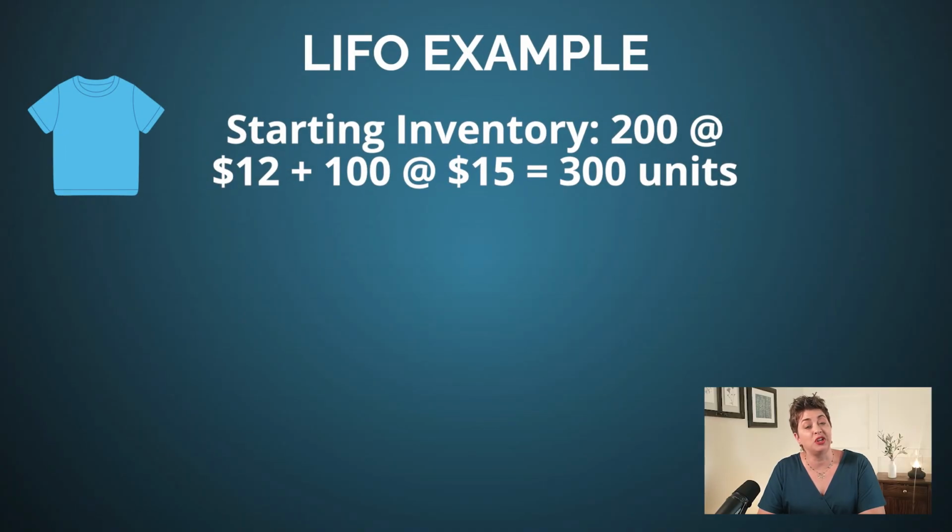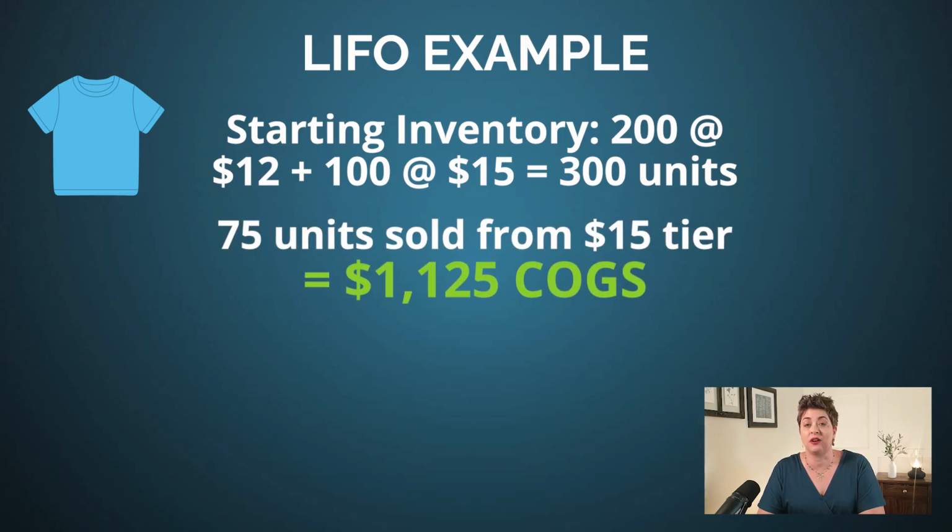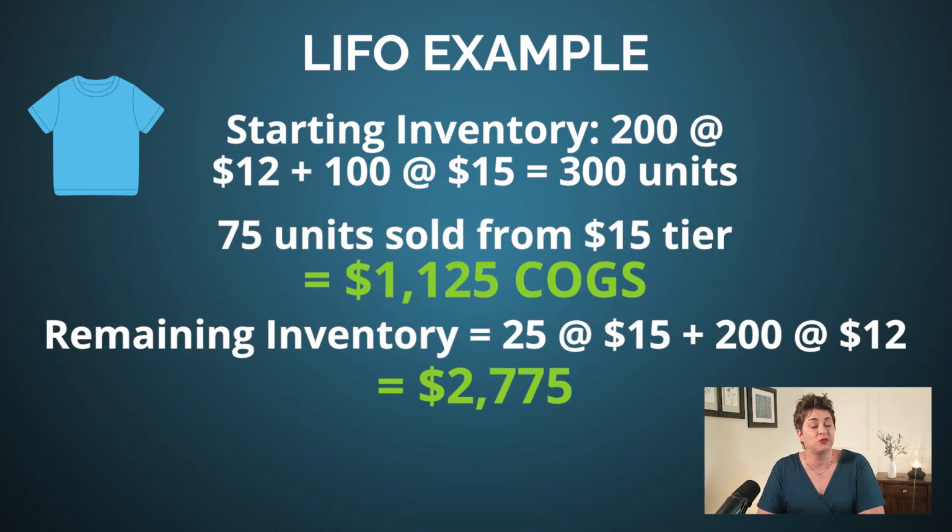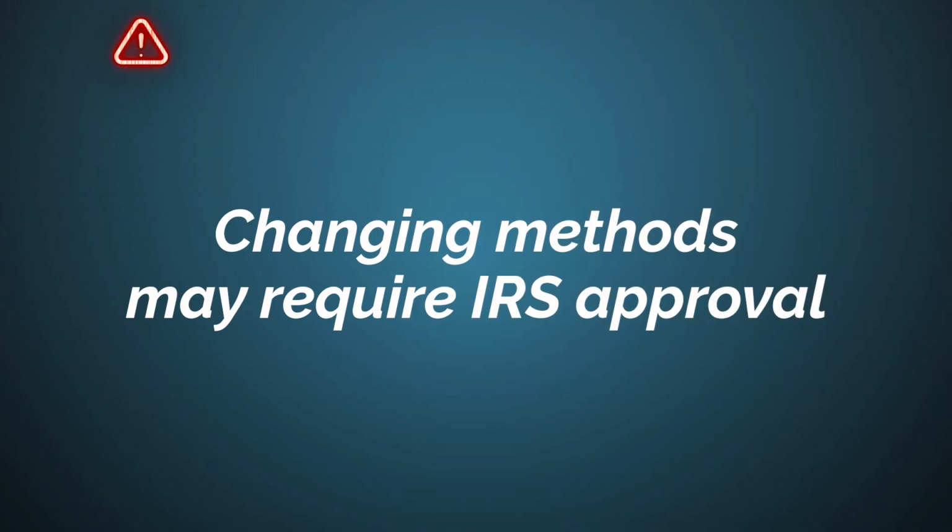So we're still running that shirt business, and with LIFO, the newest ones go first. So 75 from the $15 batch equals $1,125 in cost of goods sold with $2,275 left in inventory. Quick heads up, if you're thinking about changing your inventory costing method, be aware that it may require IRS approval. We don't handle income taxes here at LedgerGurus, but we can help you understand how this change impacts your accounting and what steps to take with your tax preparer.